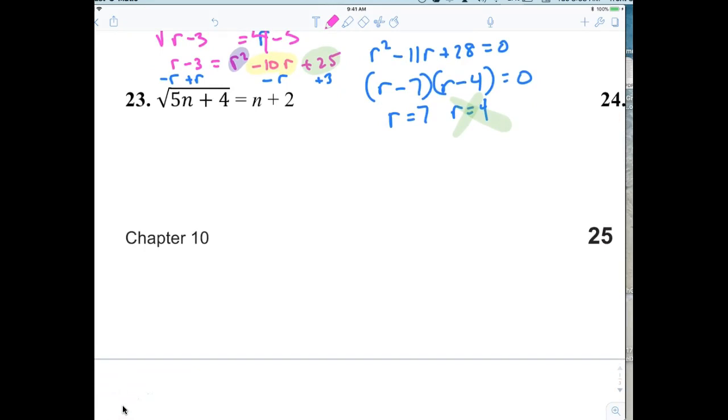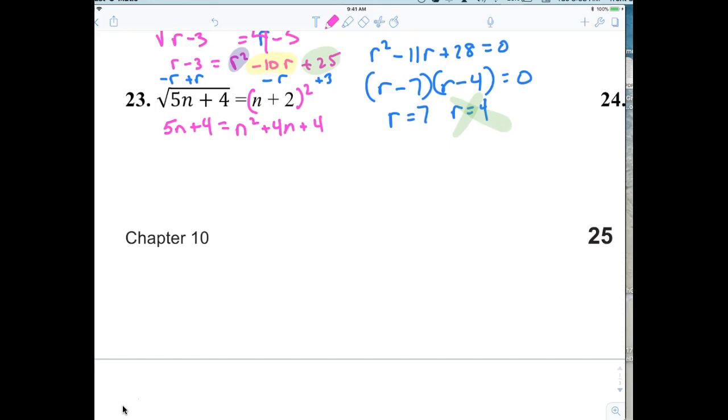Square both sides. So I end up with 5n plus 4 equals. Now, look up. There's a pattern. We're squaring n plus 2. All right? So equals n squared. Now, the middle term is n times 2, then times 2, which is 4n. Good job. And then plus what? Plus 4. All right?